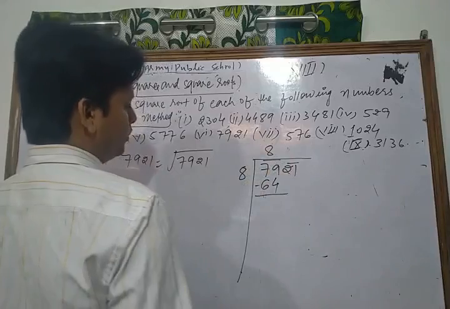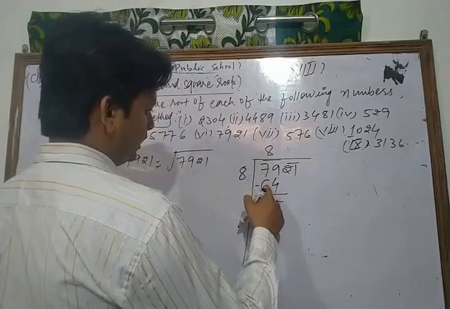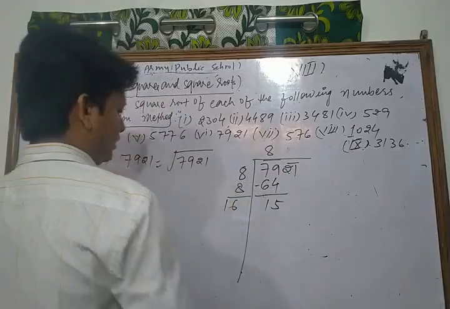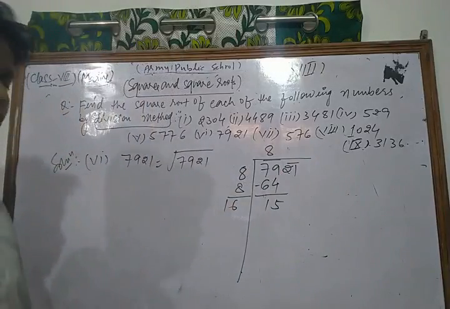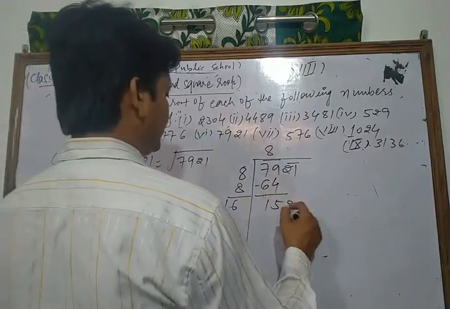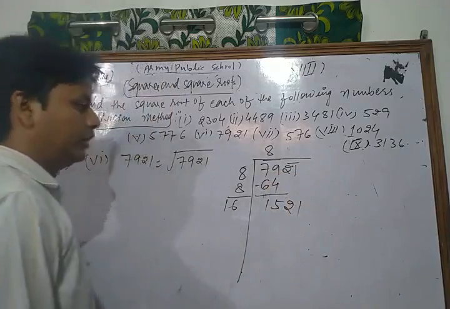9 minus 4 is 5. 7 minus 6 is 1. Now this 8 is added here, making 16. Now we bring down 21. We always take digits in pairs, so 21 is here.